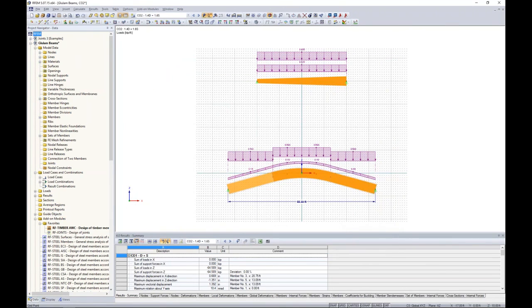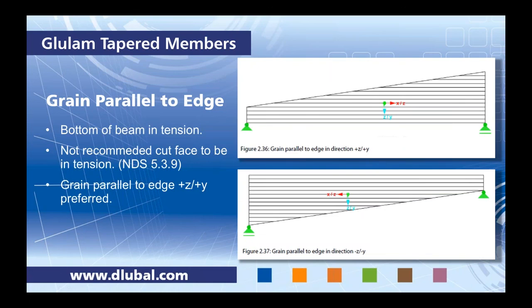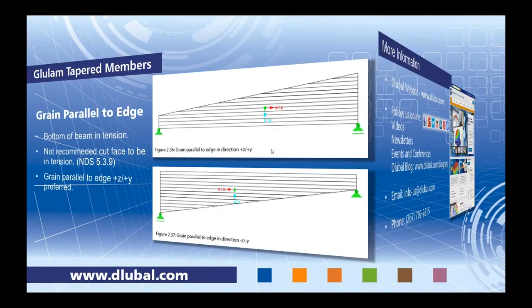So with that said, you can see I just quickly flew through that, but the reason why is really not much changes, and the program pretty much automatically detects these types of members and will point you in the right direction for your user input. So with that said, we can wrap up this webinar today.